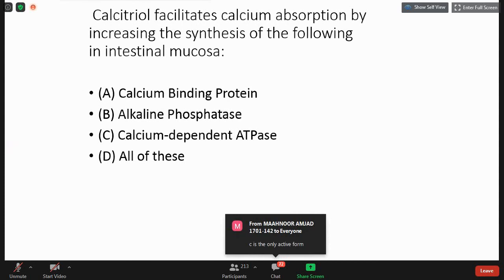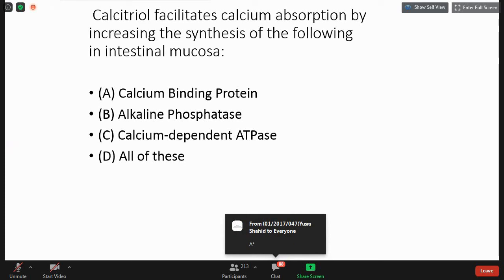Okay. Answer this one. Calcitriol facilitates calcium absorption by increasing the synthesis of the following in intestinal mucosa. Which is the correct option? Sidra Musa, A. Okay, it's A. Okay, excellent.